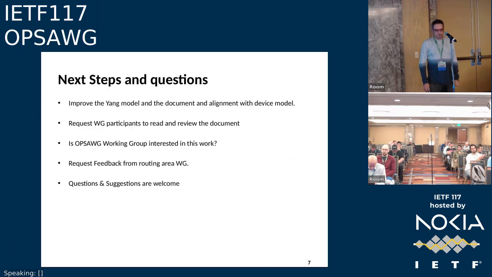What we need to do is work together with you to improve the details of these YANG models. If something is redundant, take it out, add anything specific here and there, and align it also with the device model. Also, please, if you're interested, read the document and tell us whether this is the right place to work on these topics. We would also like some feedback from the routing area, because I think this has to do with the routing area.